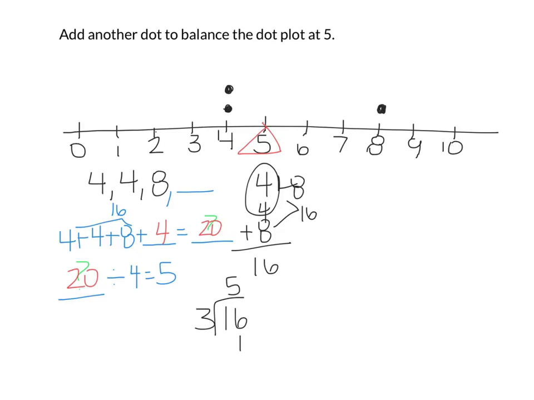So I figure out what is this mystery. Well, 20 divided by 4 is 5, so this will be 20, which means when I add it up, my total will be 20. Right now, with just these three dots, I have 16. So I think 16 plus what equals 20? Well, 16 plus 4 equals 20. So that means when I draw my dot, it'll go at 4. 4 is the mystery number.